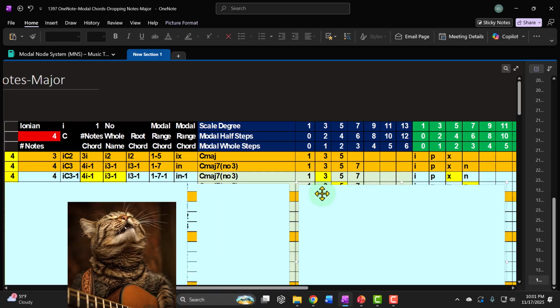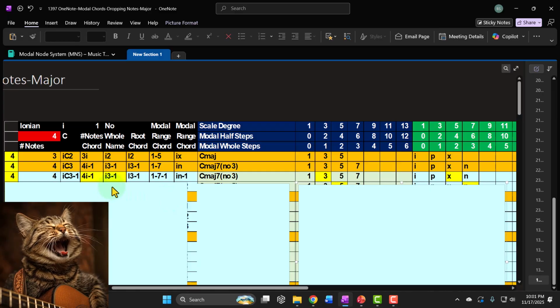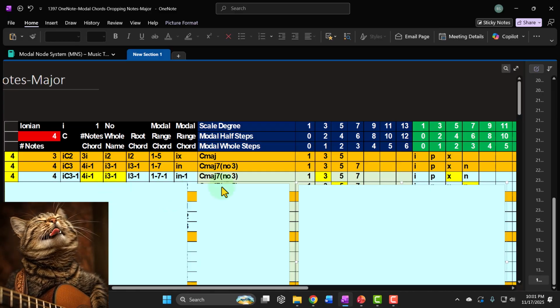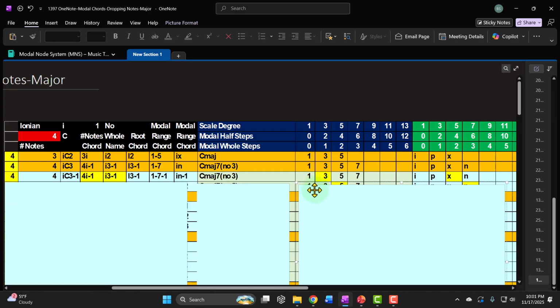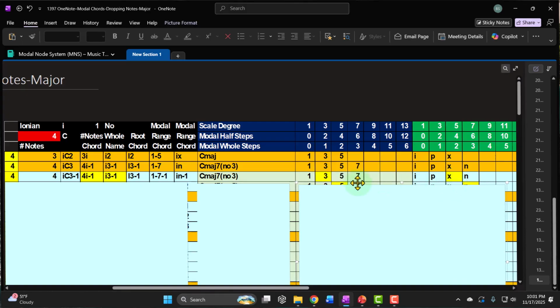So which would be the Phrygian, or an Ionian 3, -1, meaning you're going to go 3 modal whole steps up from the Ionian, which would get you to the Locrian, and then you're going to remove the one that's 1 modal whole step up. This shouldn't be the Mixolydian, it should be the Phrygian right there.